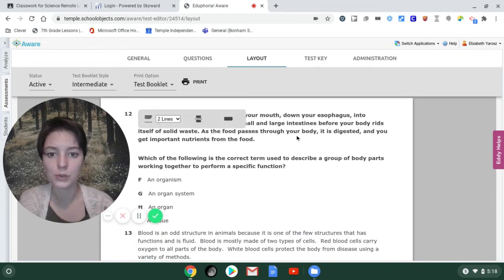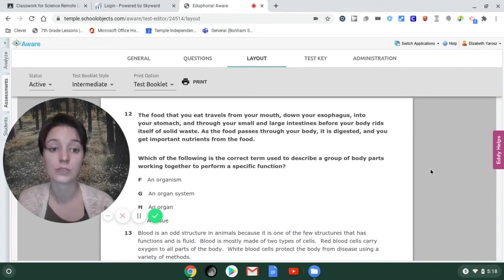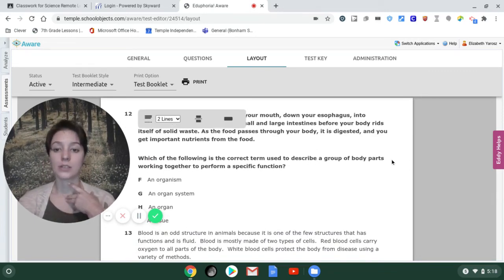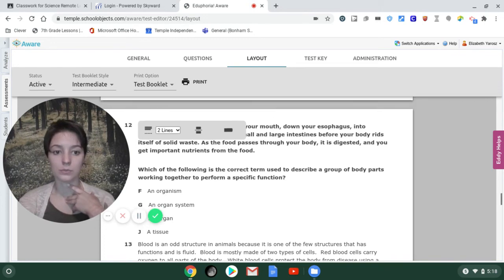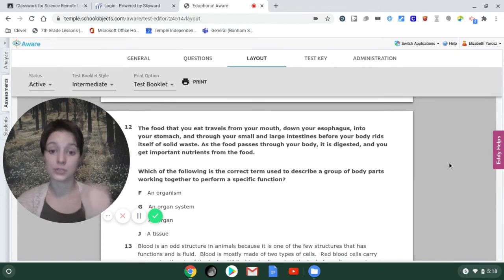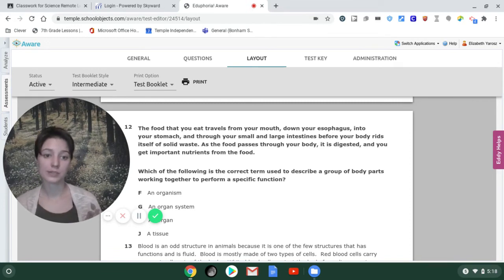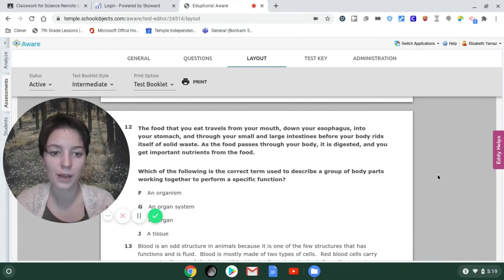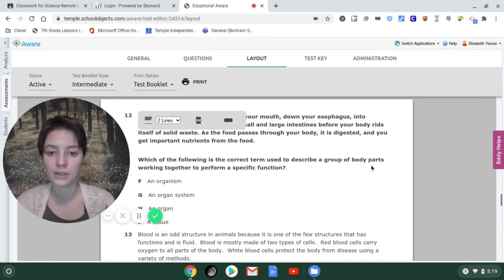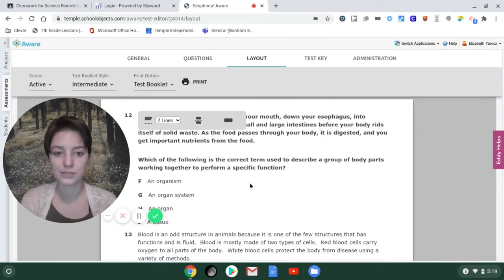12, the food that you eat travels from your mouth down your esophagus into your stomach, through your small intestine, large intestine, before your body rids itself of solid waste. So you go to the bathroom. As the food passes through your body, it is digested and you get important nutrients from the food. Which of the following is the correct term used to describe a group of body parts working together to perform a specific function?